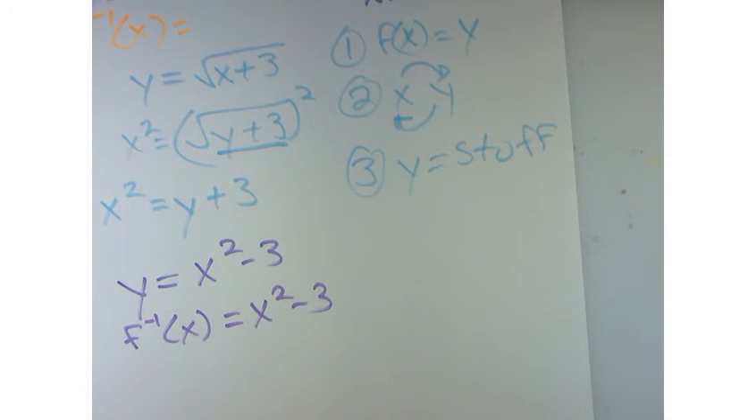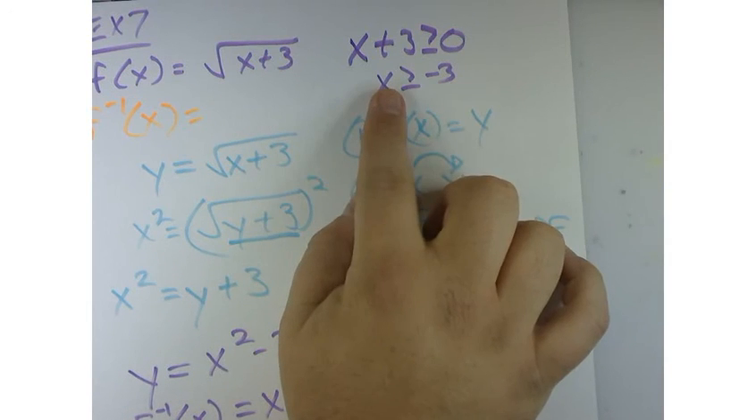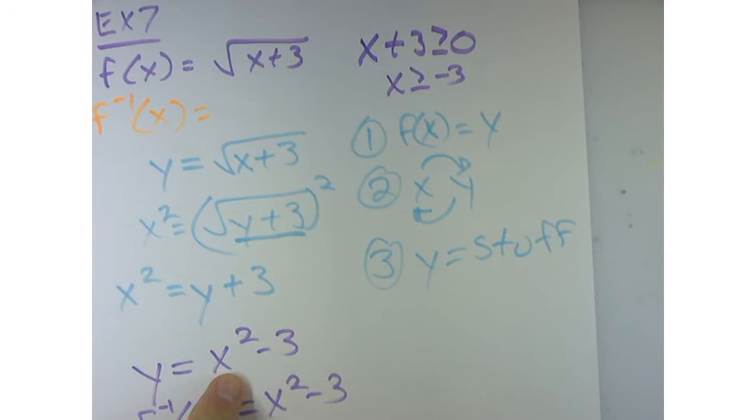No, but you'll find that when you go to graph this, your domain restriction becomes the range, which makes sense, right? If you're flip-flopping the x and y values, the domain becomes the range and the range becomes the domain. So just keep that in mind.